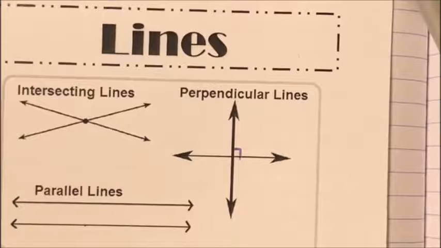You could also have parallel lines. Parallel lines are two straight lines that never touch. So they will extend forever, to infinity, but they will never touch. So let's take a look at some examples.